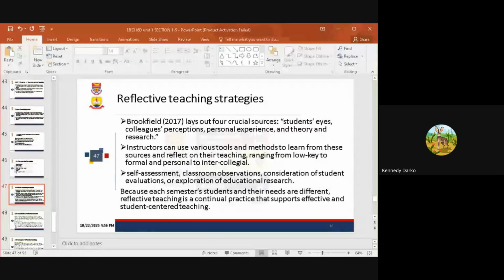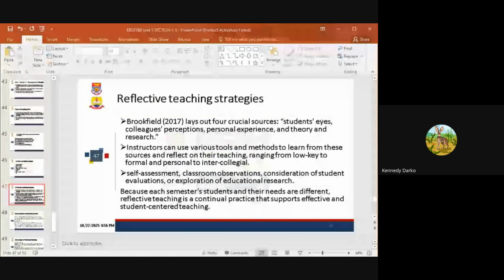We have reflective teaching strategies. We have Brookfield, 2017. He lays out four crucial sources: students' eyes, colleagues' perceptions, personal experience, and theory and research. Instructors can use various tools and methods to learn from these sources and reflect on their teaching, ranging from low-key to formal and personal to intercollegial.